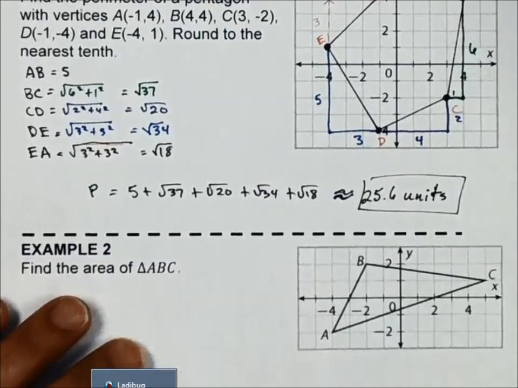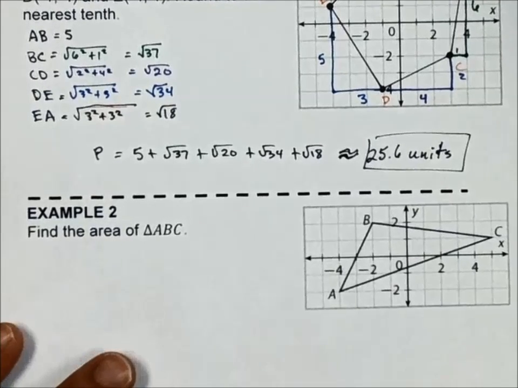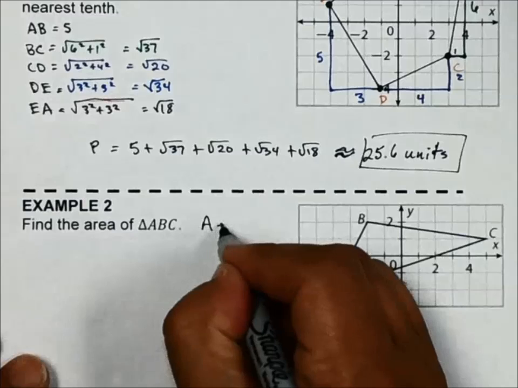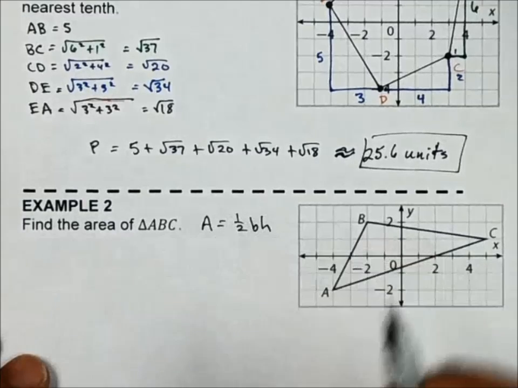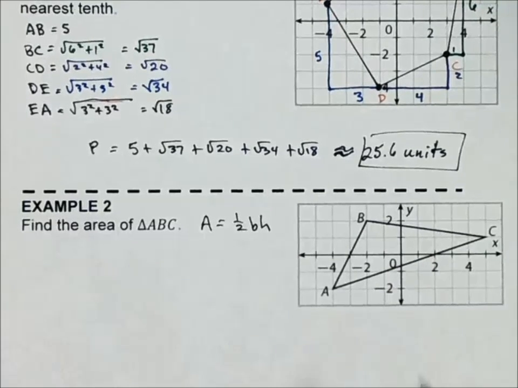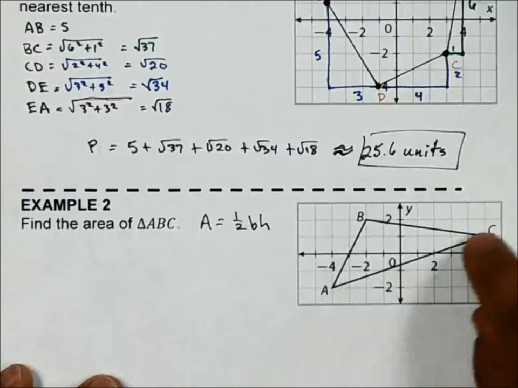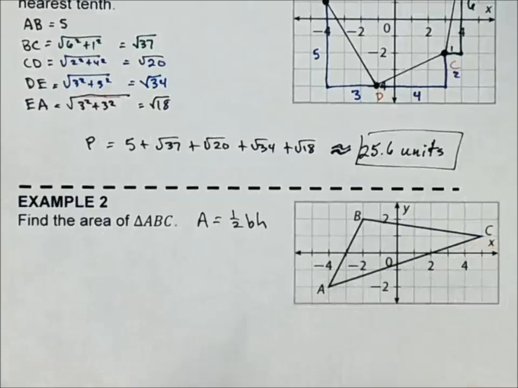Next example here, number 2. This is the triangle, and it says find the area of the triangle. So on this one, I'm going to have to use my area formula, which is 1/2 base times height. Now on this, you want to pick one of these sides to be the base. I'm going to use this side AC here as my base. So I need to find out the length of that first.